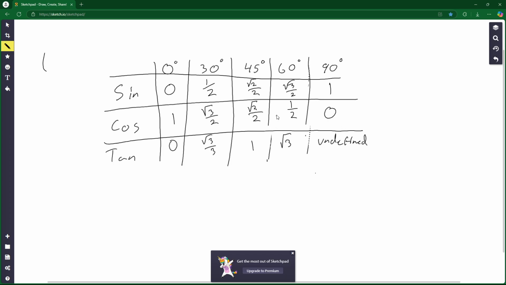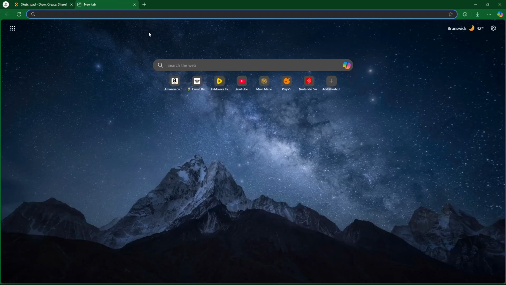If you know this table and you recognize any of these reference angles, the rest of them should come pretty easy for the last unit, the last section that we go through.